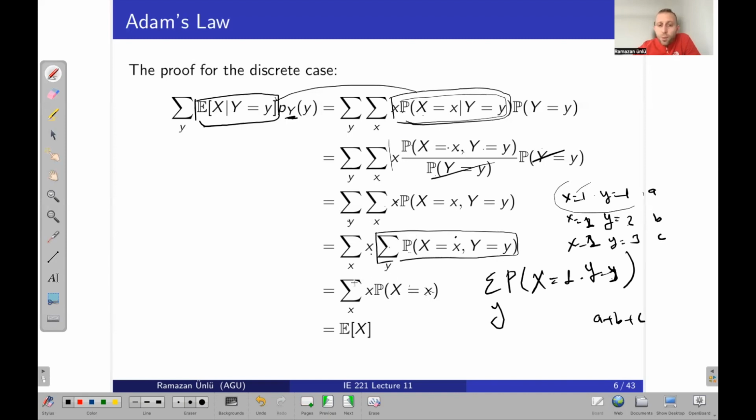So I will end up with the summation of x times the probability of x is equal to x, which is the PMF of x. So what is that? The summation of x times the PMF of x, which is the expected value of x. So that's why I proved that the summation of the conditional expected value of x, the condition is y is equal to y, times the probability of y, the PMF of y, is equal to the expected value of x. Okay, that is the proof.